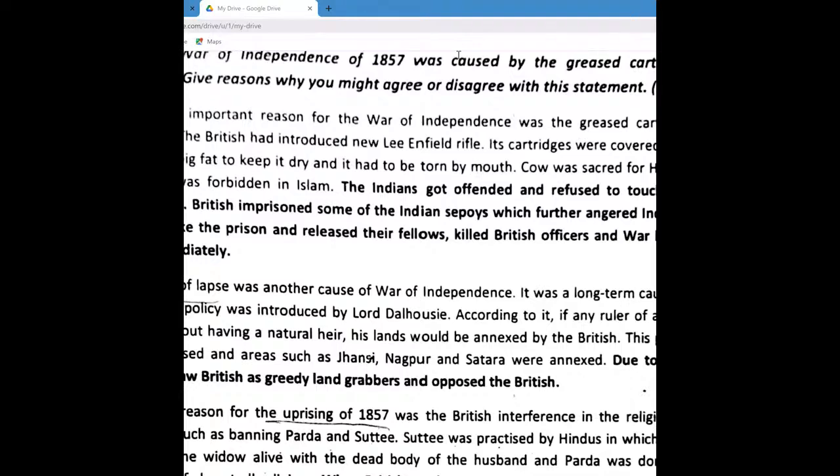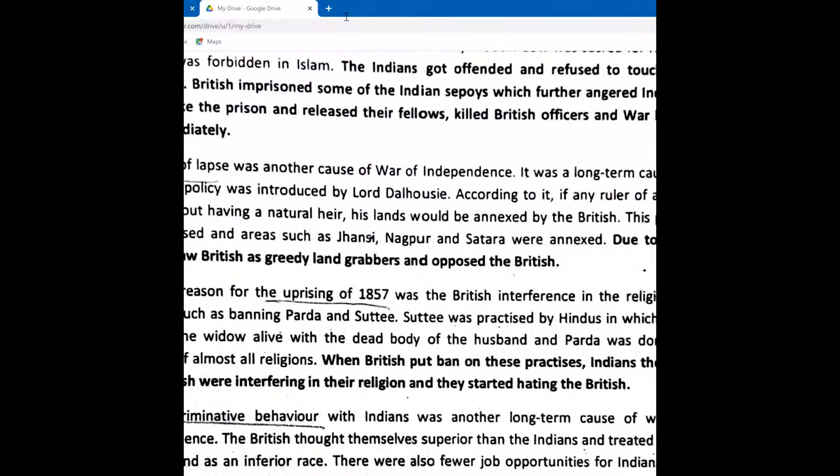Doctrine of lapse was another cause of the War of Independence. It was a long-term cause of the war. This policy was introduced by Lord Dalhousie. Now the second reason is the long-term cause, the doctrine of lapse. According to it, if any ruler of a land died without a natural heir, his lands would be annexed by the British. This policy was misused in areas such as Jhansi, Nagpur, Satara. Due to this, Indians saw the British as greedy land grabbers and opposed them. Because of this policy, the Indians thought the British were just misusing these policies to acquire more lands, which is why they started uprising against them.